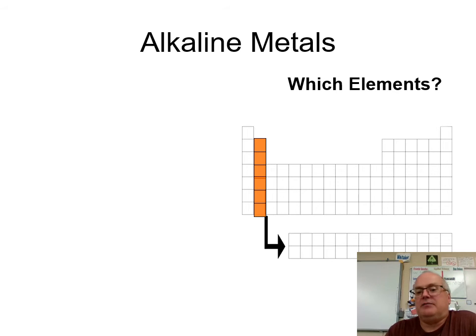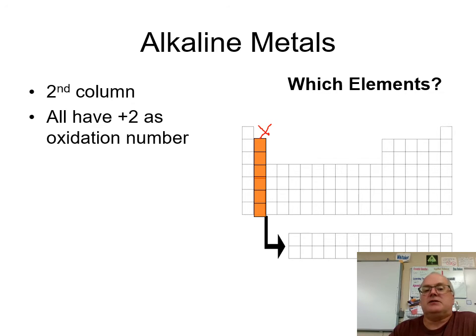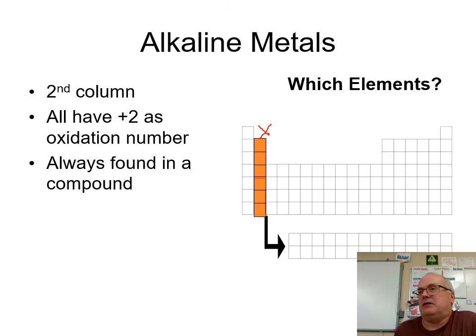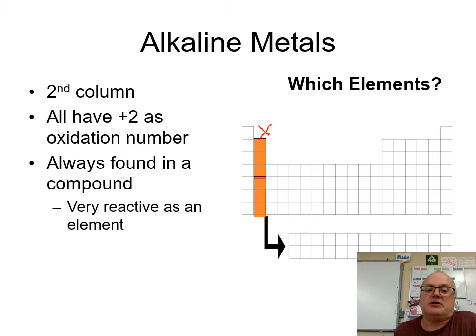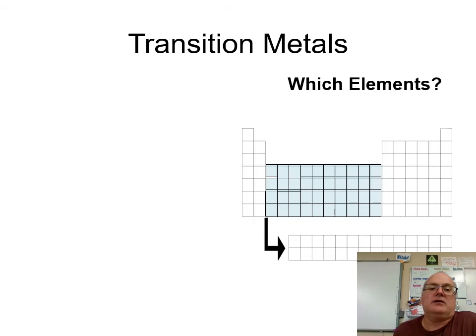The alkaline earth metals, this is our second column, and you're color coding that column orange. These all have an oxidation number of +2. So column 1 is +1, column 2 is +2. Nice pattern there, periodic. They're always found in a compound form. You won't find them free in nature either, and they're very reactive themselves. They're just not quite as reactive as the alkali metals. And then we move on to the transition metals.